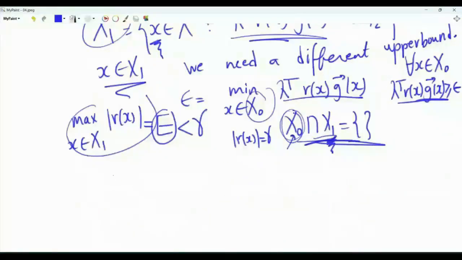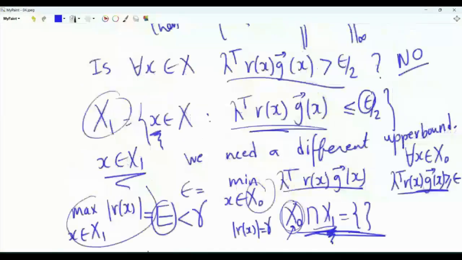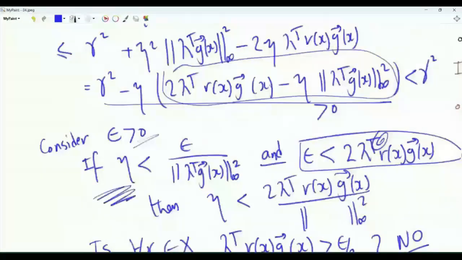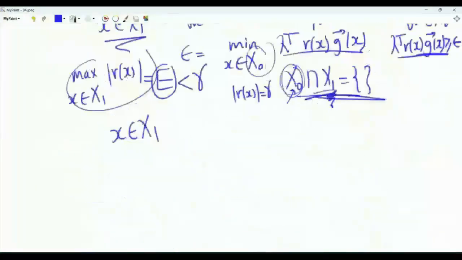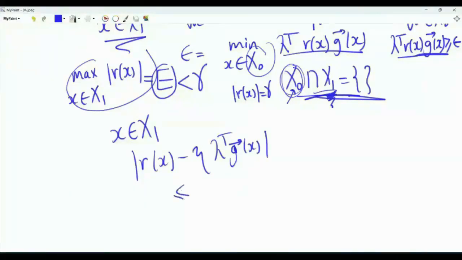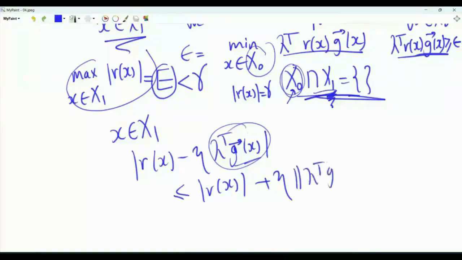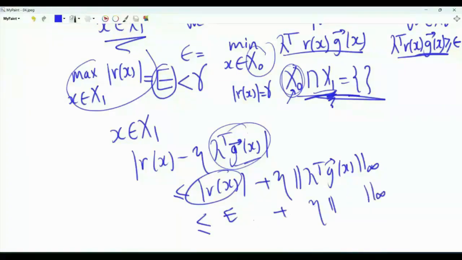And because this maximum is strictly less than gamma, for those points that are in X1, for which we cannot use this trick here, what we can do is we take the residual minus eta lambda transpose GR of x and upper bound using the triangle inequality, and the magnitude of this can be upper bounded by the L infinity norm. Now this is upper bounded by E plus eta times the L infinity norm. Now we can make this strictly less than gamma, because if we choose eta to be strictly less than gamma minus E divided by this L infinity norm, we are good.